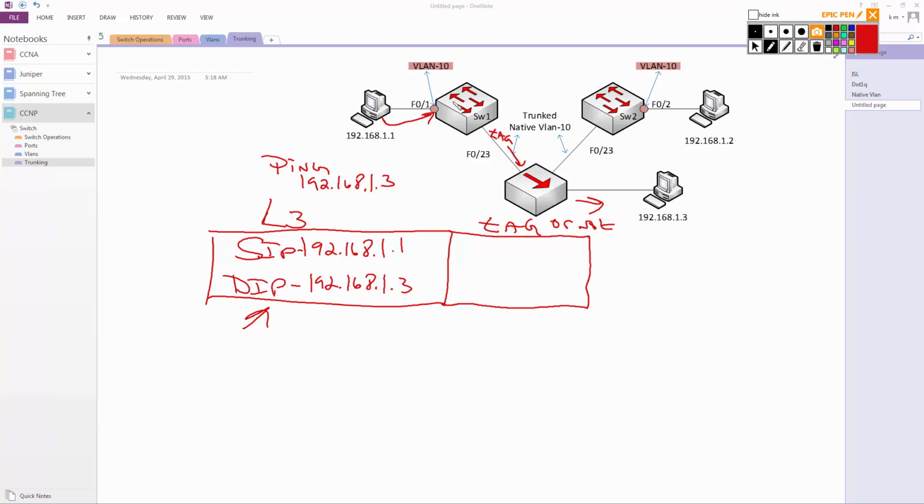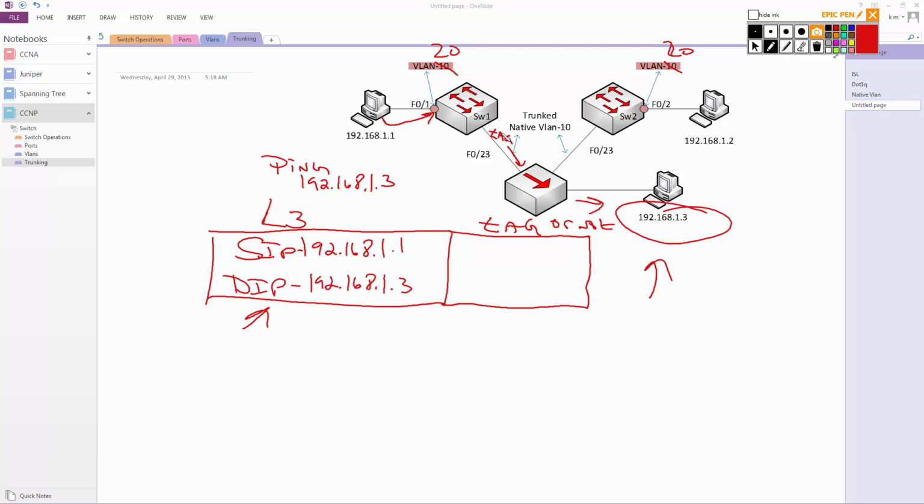So if this PC is sitting in VLAN 10, we will be able to ping this IP address. Now, if we put this in VLAN 20 and put this one in VLAN 20, we will not be able to ping this traffic. Let me rephrase that. If we put both of them in VLAN 20 and we're not able to ping this 192.168.1.3, what does that tell you? We're able to ping it when it's in VLAN 10, but we're not able to ping it when it's in VLAN 20.